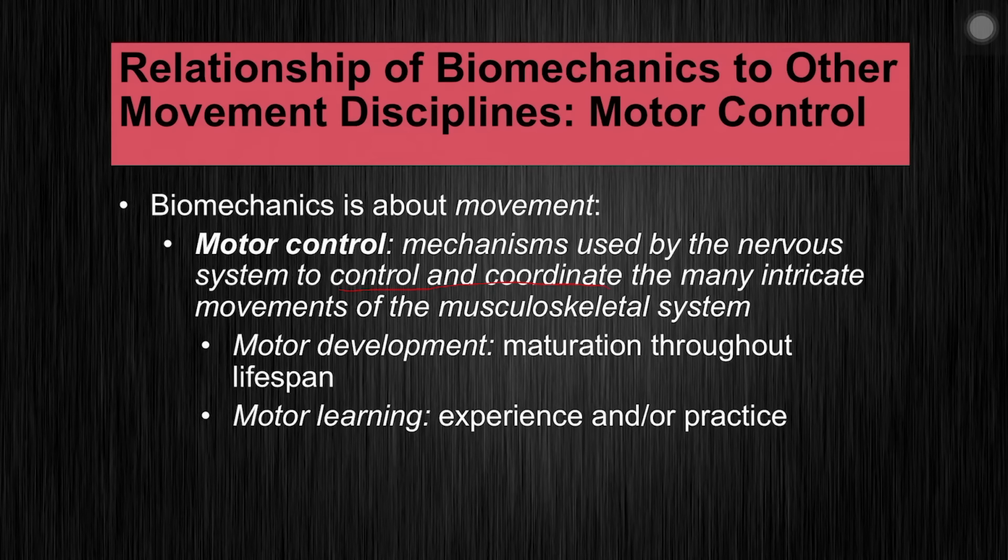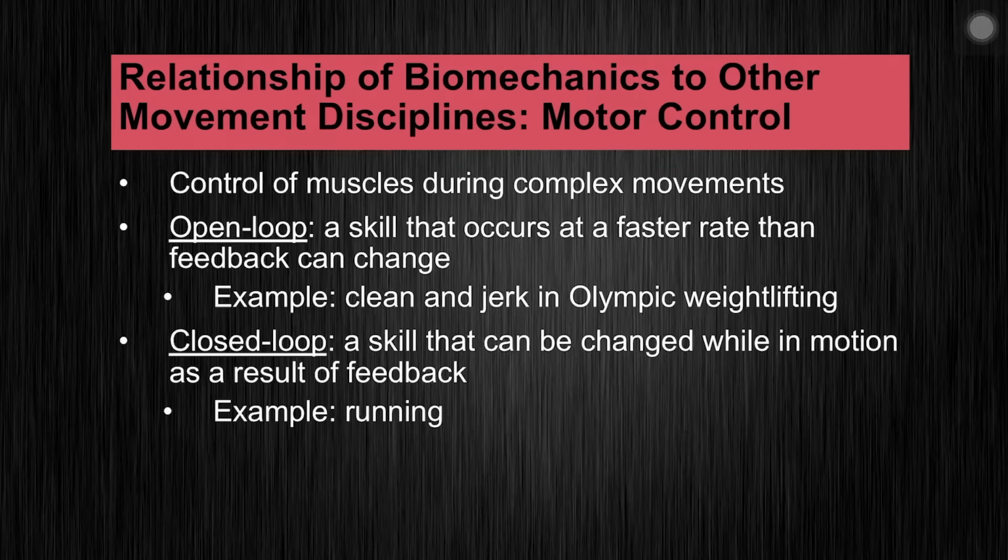Now, this brings us to two important concepts. The first is an open loop skill. An open loop skill is a skill that occurs at a faster rate than feedback can change. So think of a clean and jerk in Olympic style weightlifting.